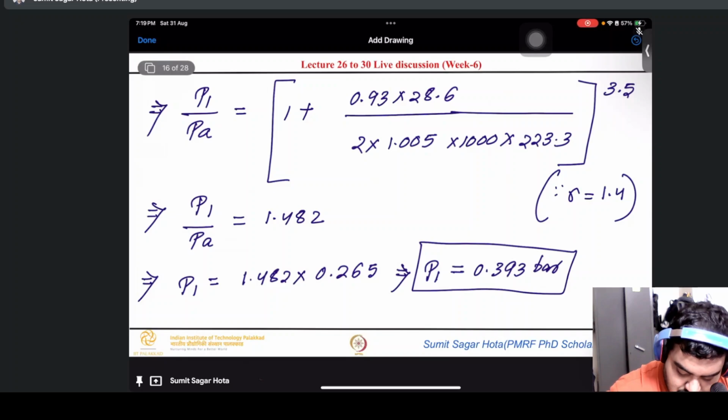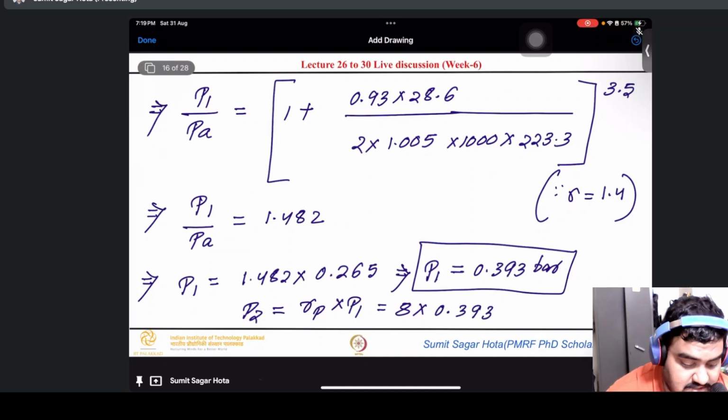So P2 is equal to pressure ratio into P1, is equal to 8 into 0.393. So P2 is equal to 3.144 bar.